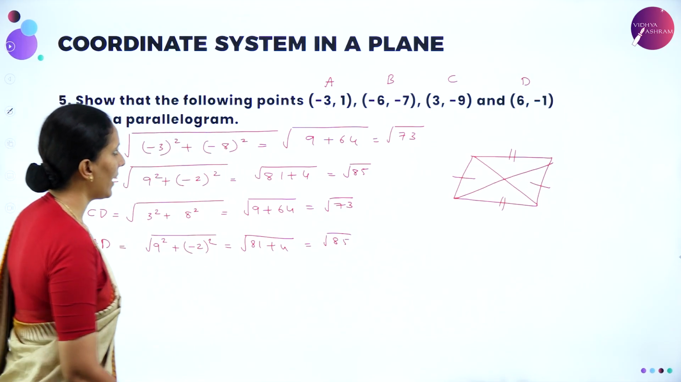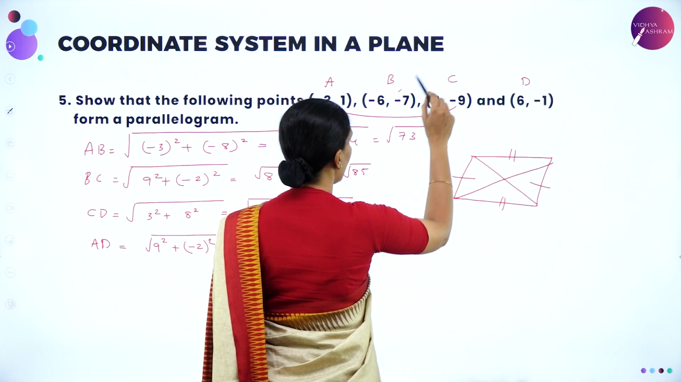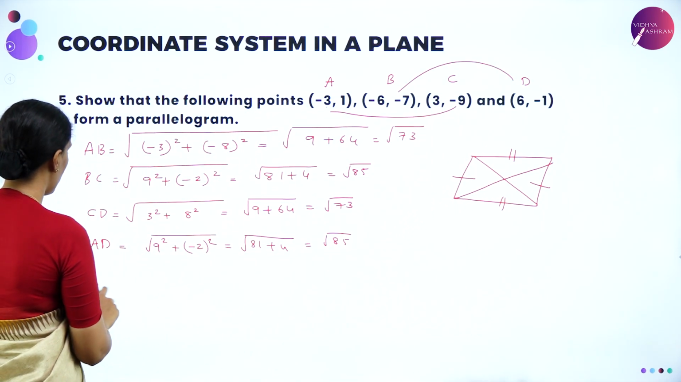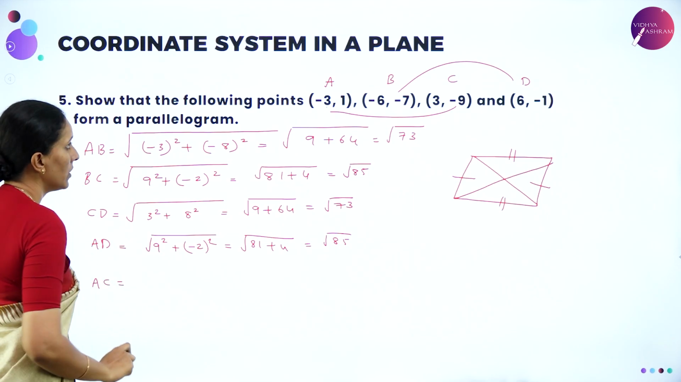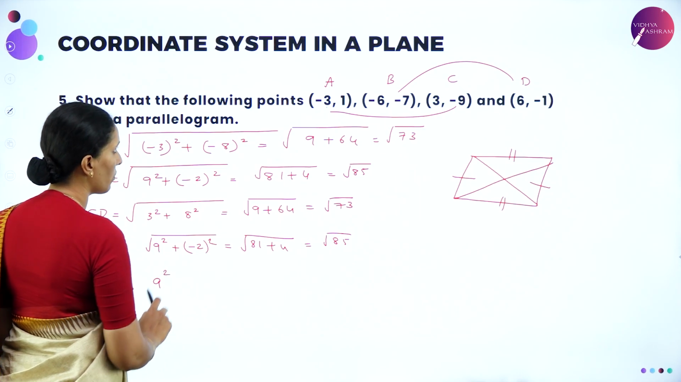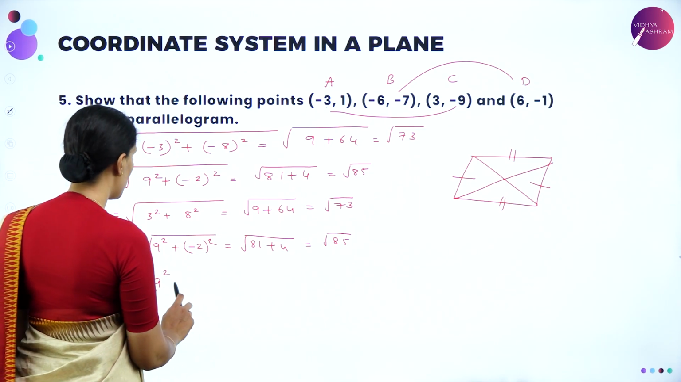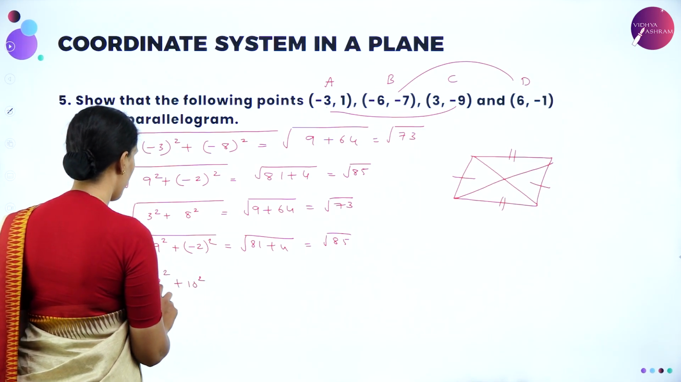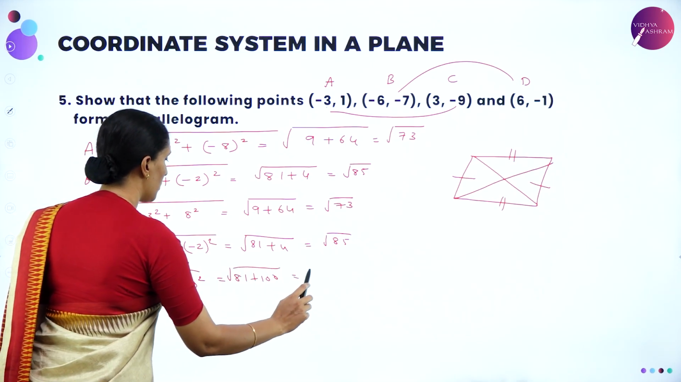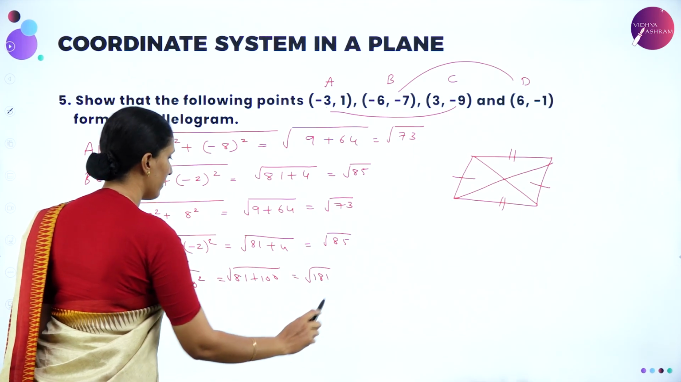Next, the possible diagonals can be AC and BD, the opposite vertices. So we are calculating AC. So AC is 3 plus 3, which becomes 9 square, minus 9 minus 1, which becomes 10 square. So which is 81 plus 100, which is equal to root of 181.